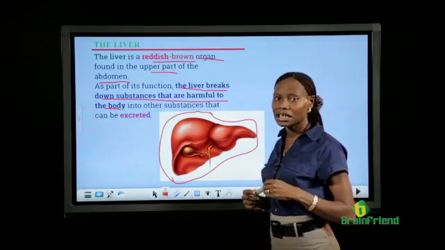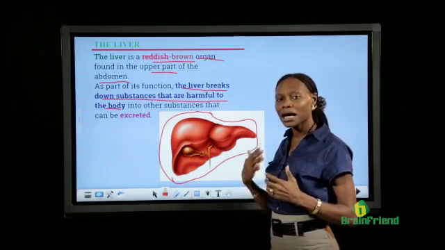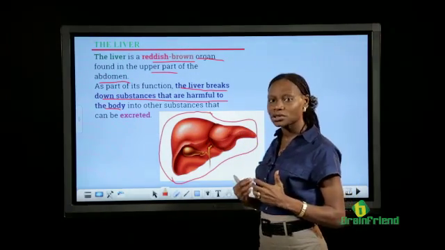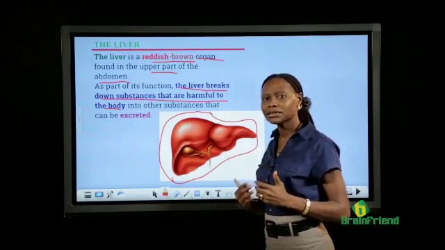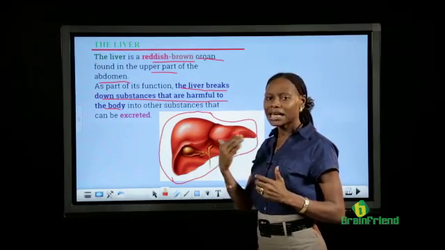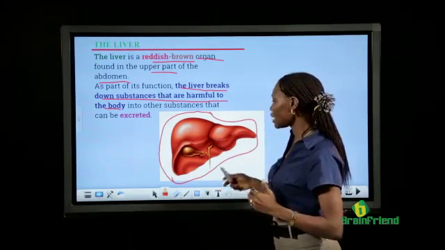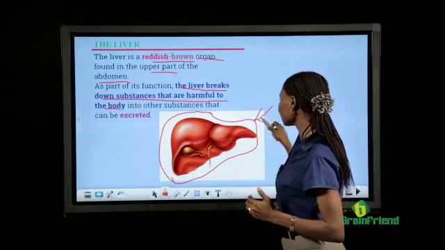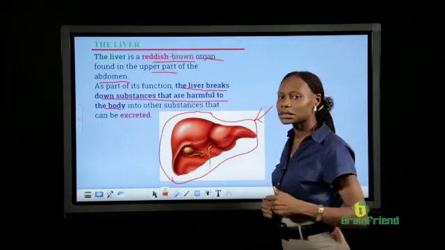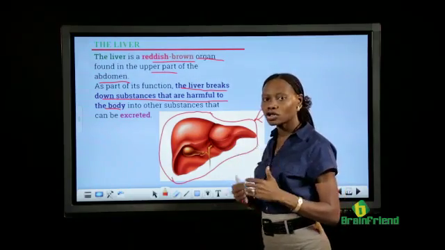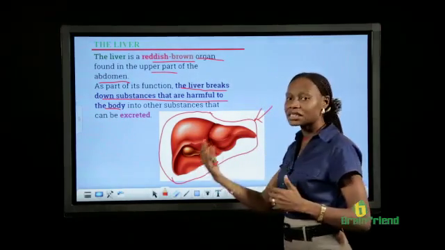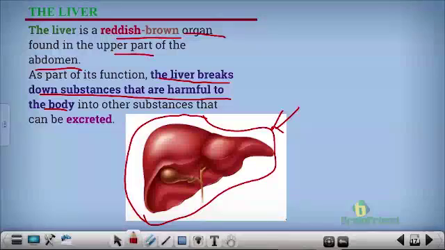We must not joke with our livers by taking in things that will be harmful, because when harmful substances like nicotine and tobacco get into our bodies, the liver will always try to break them down. So you give your liver more work to do every time you take in harmful substances. Now, after breaking down these substances, it excretes them. That is one way the liver helps in excretion.